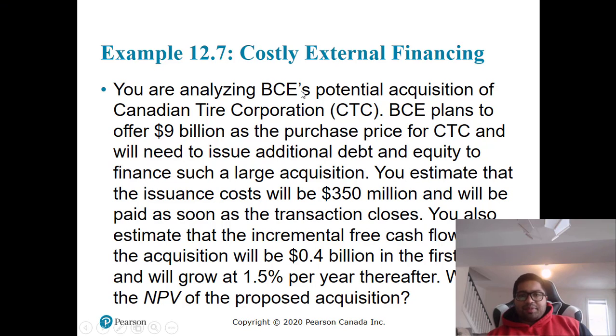You are analyzing BCE's potential acquisition of Canadian Tire. BCE, Bell Communications, plans to offer $9 billion as a purchase price for Canadian Tire and will need to issue additional debt and equity to finance it. The cost of issuance is $350 million. You also estimate that incremental free cash flows will be $400 million in the first year and will grow at 1.5% per year thereafter. NPV?